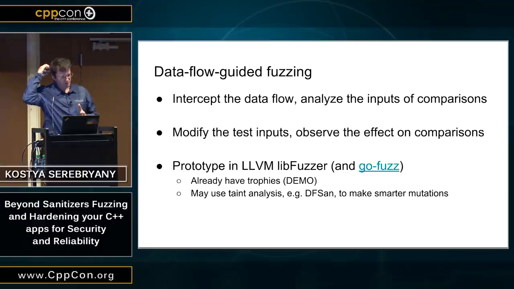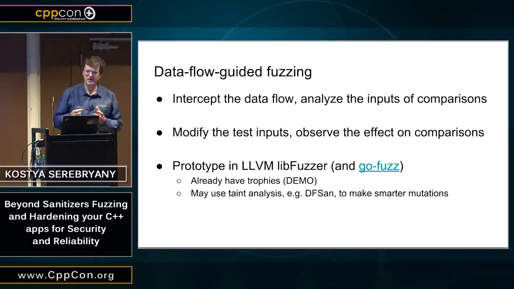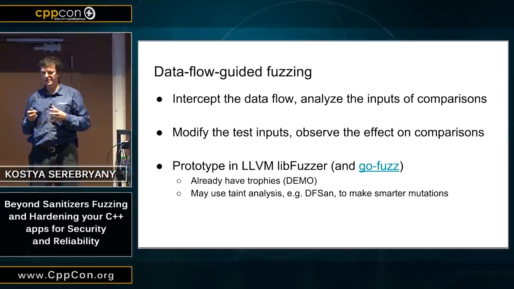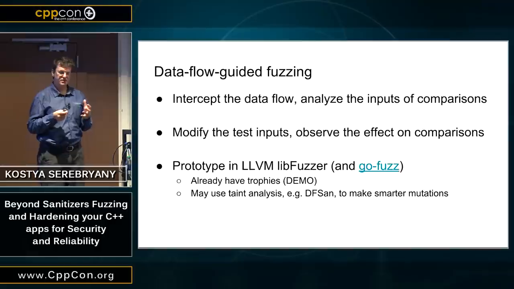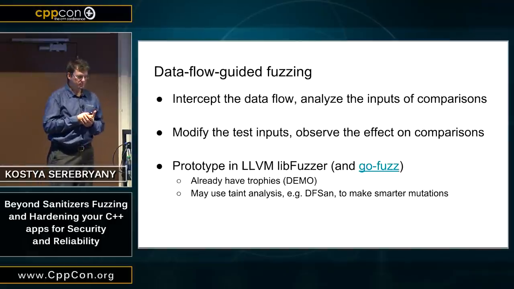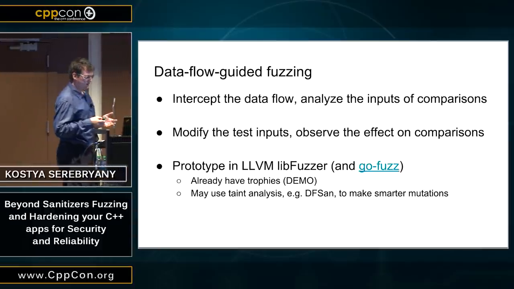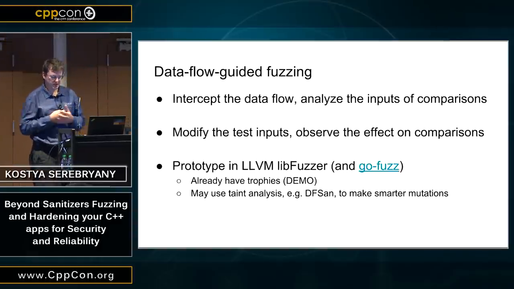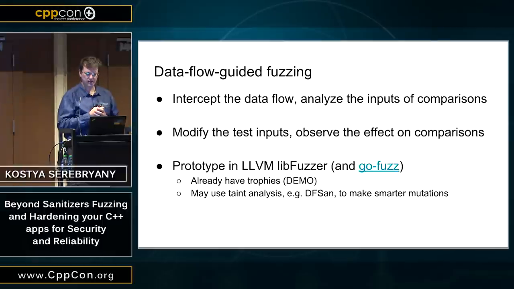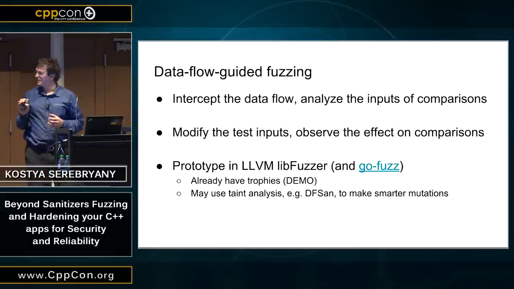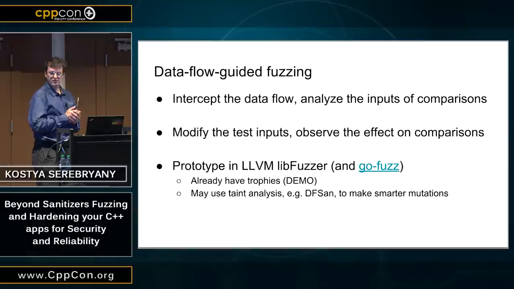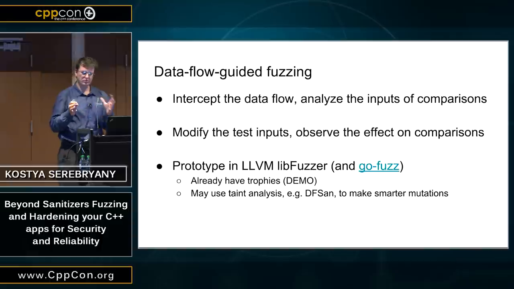One of the approaches, we call it data flow-guided fuzzing. The idea is that you somehow intercept the data flow in your application, you analyze what is happening in the comparison instructions, in switch statements, in function calls like string compare, and then you try to modify the test inputs in hope to trigger a particular comparison to go into a different direction. And then you observe what actually happened. We have a prototype of this particular idea in libFuzzer, and also there is a very nice fuzzer for the Go language, but it's outside of this conference. We already have some trophies, but a long way to go to a really useful thing.